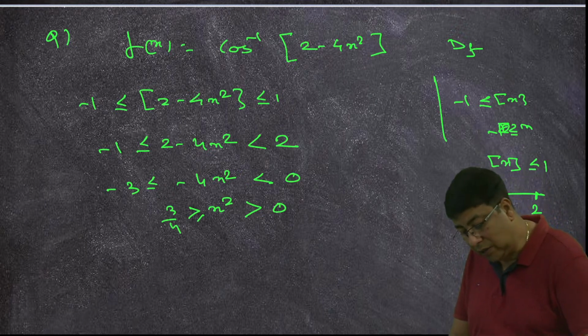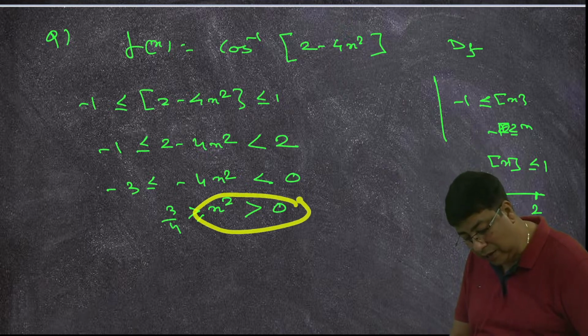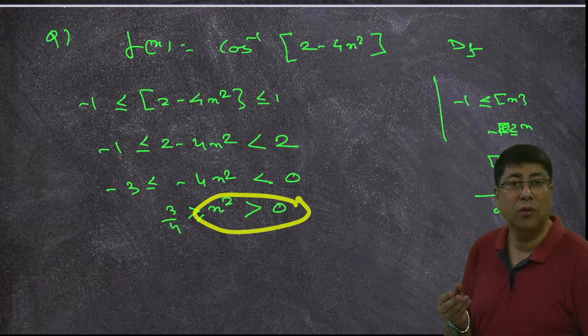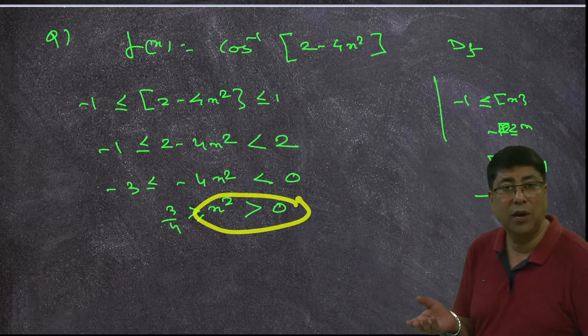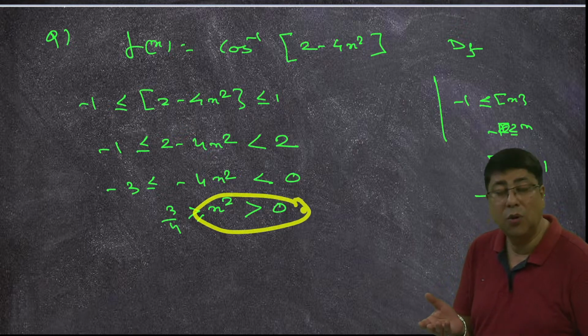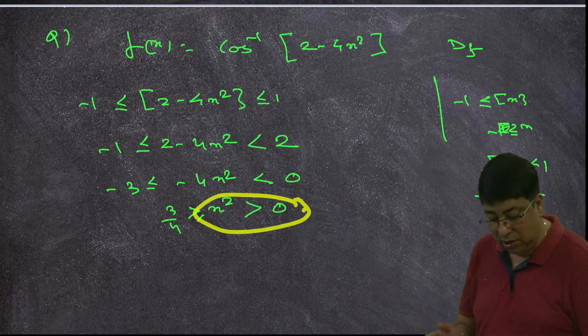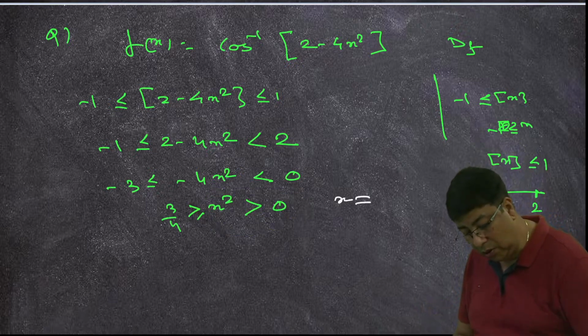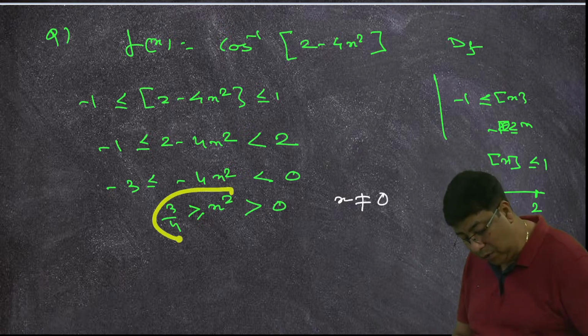x square greater than 0 means x not equal to 0. x square is always positive, x positive or negative. We are doing calculus, we are doing real analysis, so under this, there is no case of complex numbers. Therefore, x square greater than 0 only. The case is x not equal to 0 and x square less than or equal to 3 by 4.